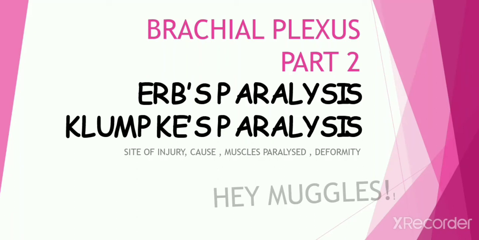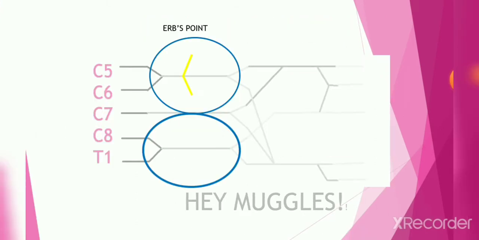Hello everyone. Today I'm going to present you a tutorial on the topic clinical correlations of brachial plexus. In this video we are going to cover Erb's paralysis and Klumpke's paralysis in detail, in which we would cover the site and cause of injury, the muscles paralyzed, the nerve roots involved and the deformity.